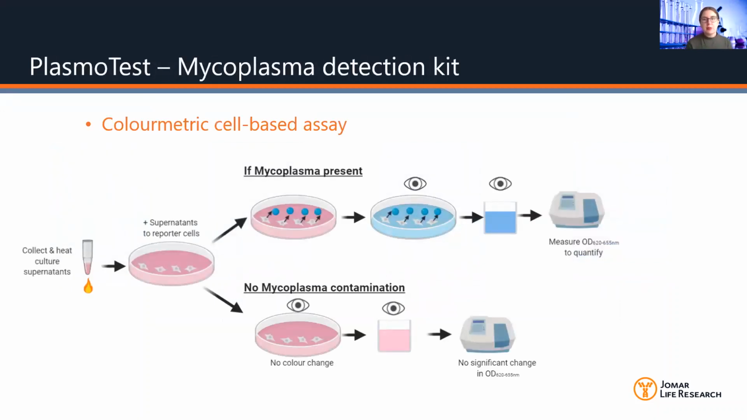Invivagen have developed a cell-based assay to easily detect mycoplasma called PlasmoTest. This assay has a simple readout. For instance, you just need to add a small amount of your sample to the Mycoplasma reporter cells. If mycoplasma is present, you can visually see a color change from a pink color to a purpley blue. And this can also be quantified using a spectrophotometer. And the optical density is in direct proportion to the amount of contamination. If no mycoplasma is present, no color change is observed, and there'll be no significant difference in optical density.